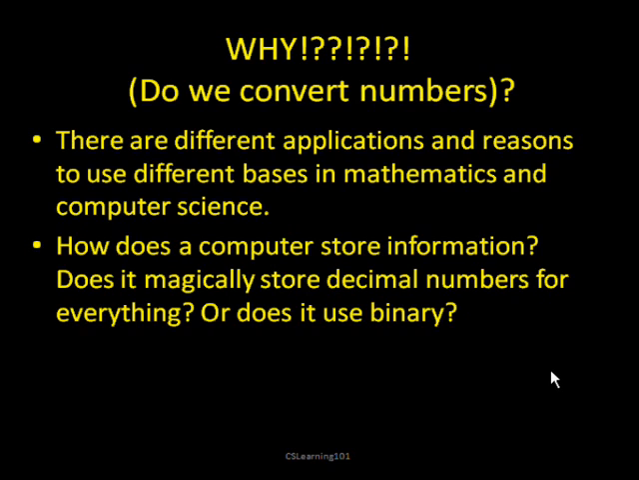Well, there are many different reasons and applications, but I'll give you the most obvious one to computer scientists. Think about computers. How are they made to store information? Do they magically store decimal numbers for everything? Do they have zeros, ones, nines, and twos and sevens and all that stored in the hardware? Well, no. I'm sure they use binary, and I'll explain why.